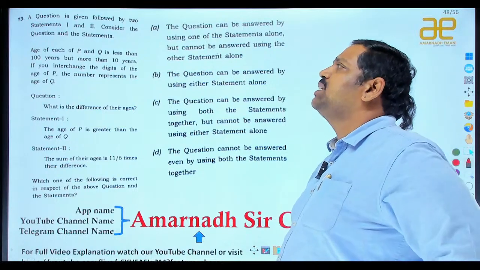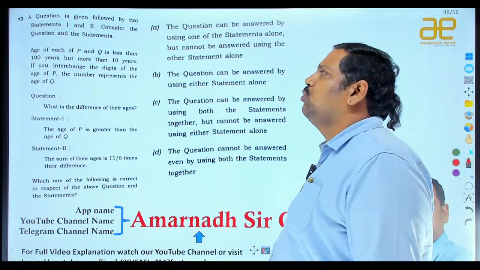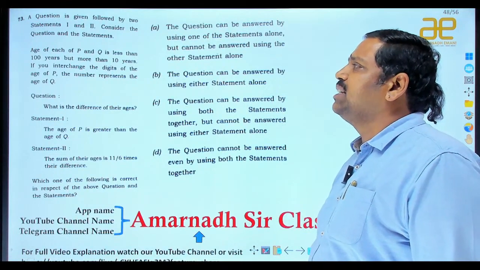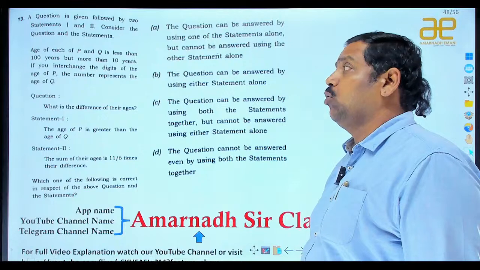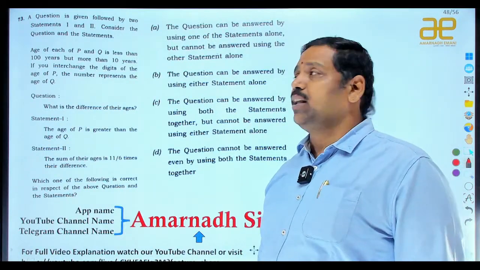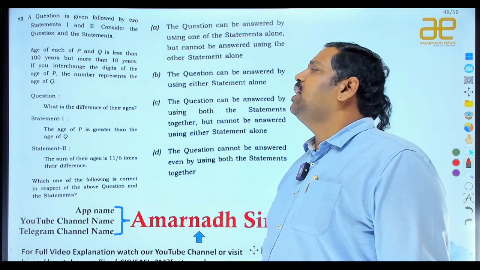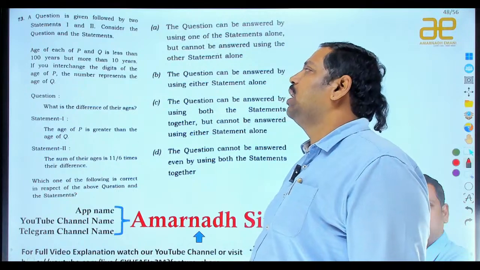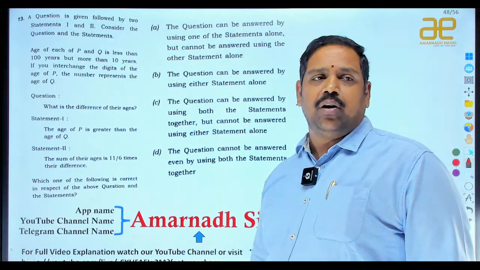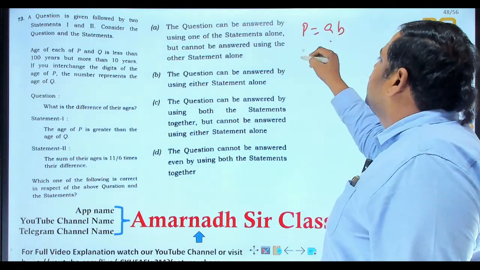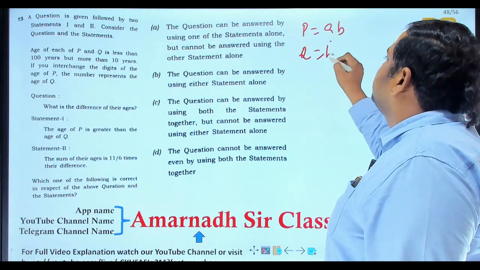A question is given followed by two statements, 1 and 2. Consider the question and the statements. The age of each of P and Q is less than 100 years but more than 10 years, means 11 to 99. If you interchange the digits of the age of P, the number represents the age of Q. Means if P is AB, then Q is BA.